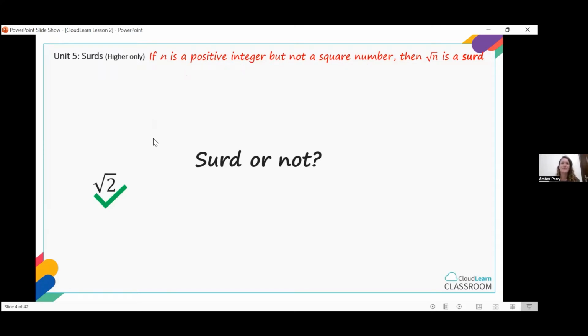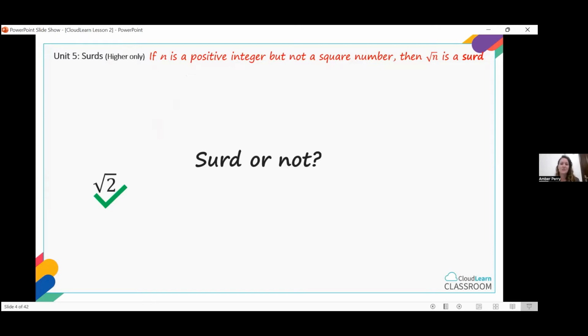Square numbers are, just a quick reminder, 1 squared is 1, 2 squared is 4, 3 squared is 9, 4 squared is 16, and so on. Okay, so it is really important for both foundation and higher students that you know all of your square numbers up to at least 12 squared, which is 144.